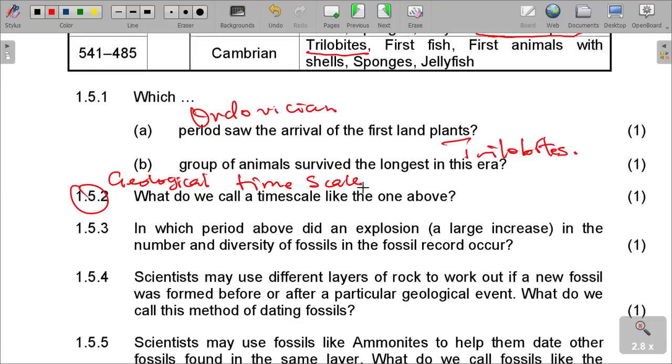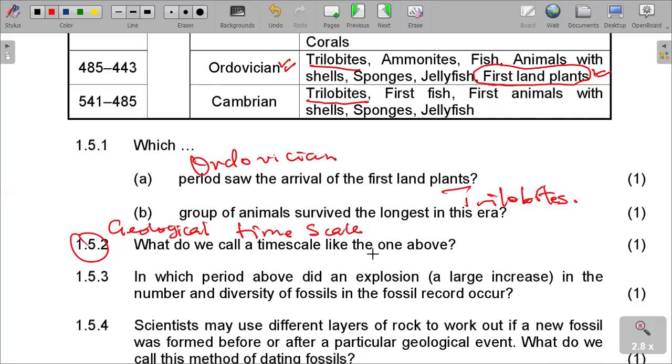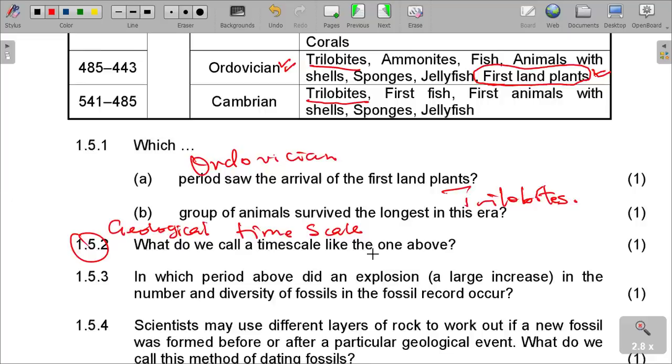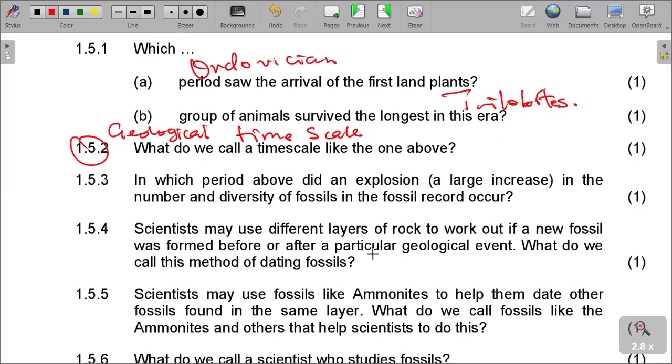Number 1.5.3: in which period above did an explosion, a large increase in the number and diversity of fossils in the fossil record, occur? In which period above did a large increase in the number and diversity of fossils in the fossil record occur? Which period do we have that?